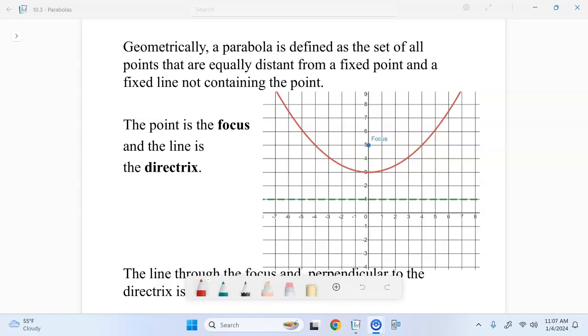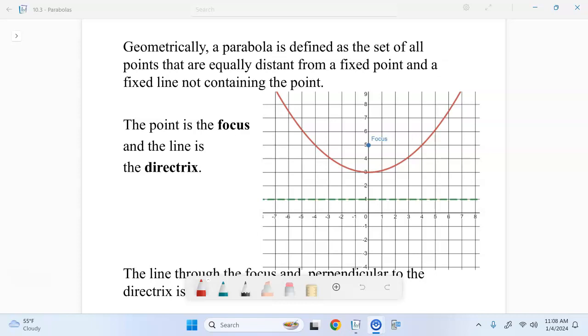Yesterday we went over some more of completing the square, looking at vertices. We also looked at our horizontal parabolas as well as reviewed the vertical parabolas. Now we're going to move into a more formal definition of what a parabola is, okay?